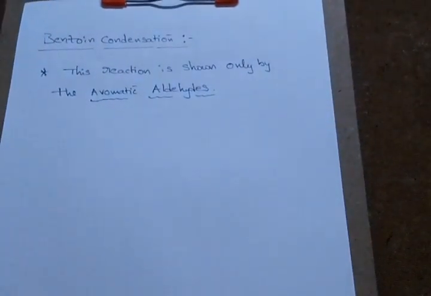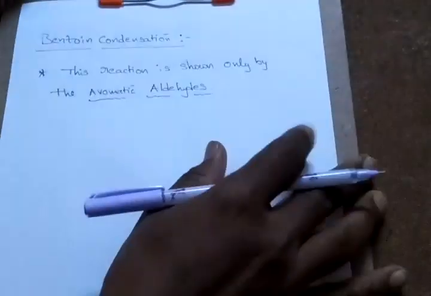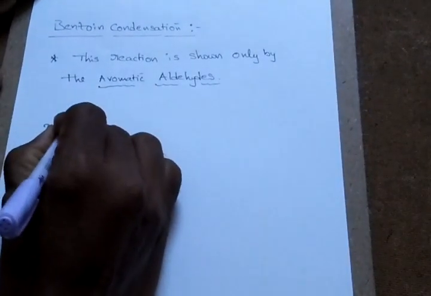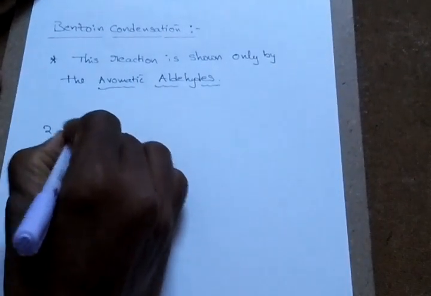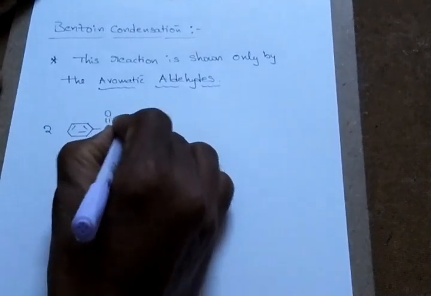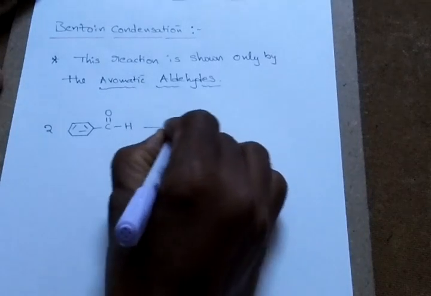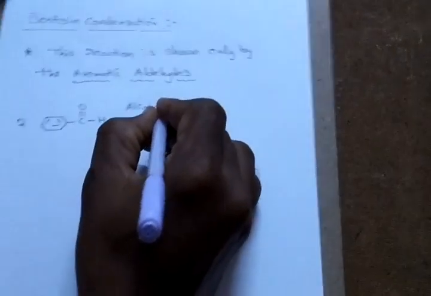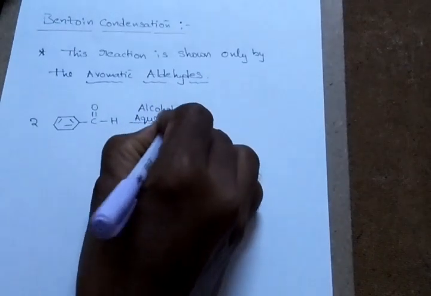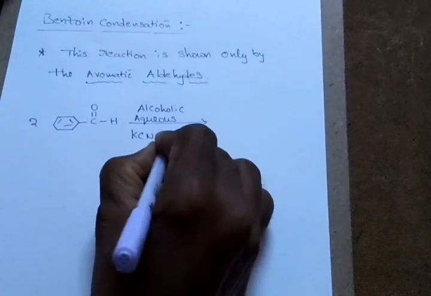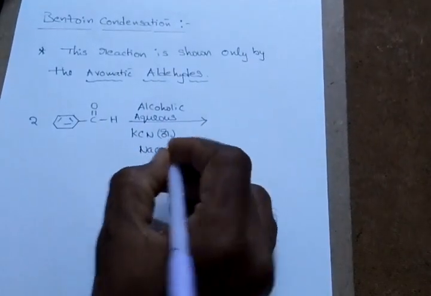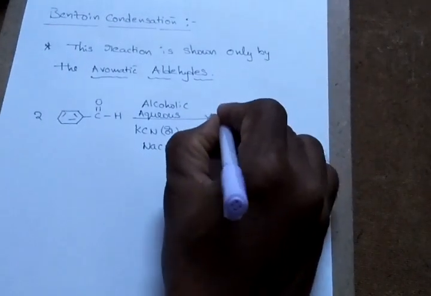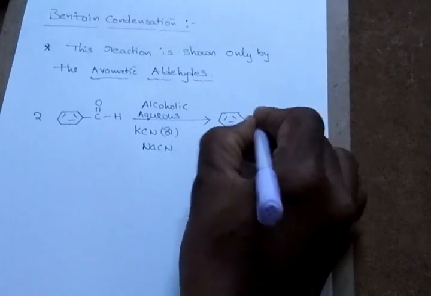Now, what happens is, during this reaction, when you take 2 moles of aromatic aldehydes, for example, let us say if you have taken 2 moles of benzaldehyde, when you allow this to react with alcoholic aqueous potassium cyanide or sodium cyanide, then these 2 moles of aldehydes condense together to form alpha hydroxy ketone.